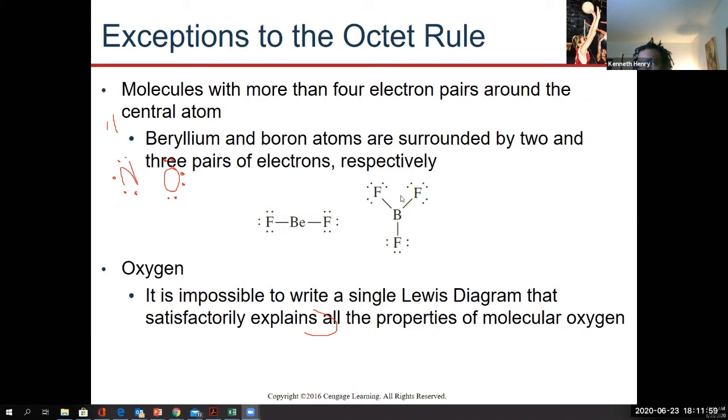Boron doesn't have 8 around it. It only has 3 around it. Beryllium only has 2 around it, right? I mean, total 4 electrons around it, okay? So this, again, is hypovalence. Hypervalence and hypovalence.